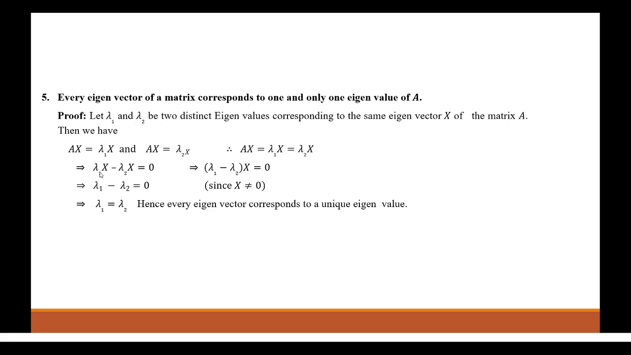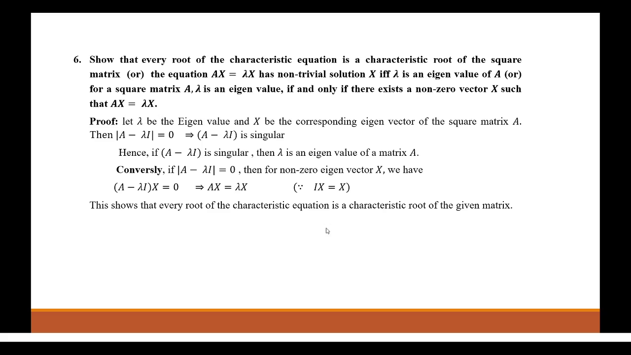Then this equation reduces to lambda 1 x minus lambda 2 x is equal to 0 because the LHS is Ax. Then lambda 1 minus lambda 2 times x is equal to 0, but x is not equal to 0. This equation becomes lambda 1 minus lambda 2 is 0. This implies lambda 1 is equal to lambda 2. Hence, every eigenvector corresponds to a unique eigenvalue.